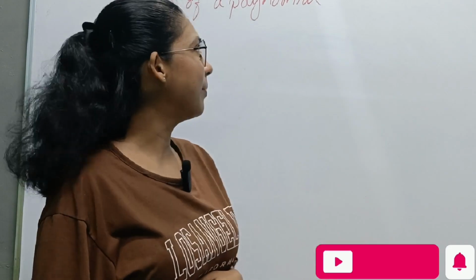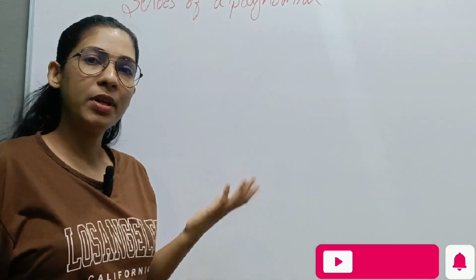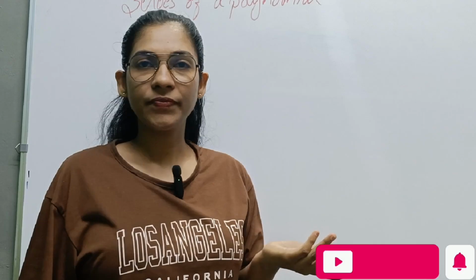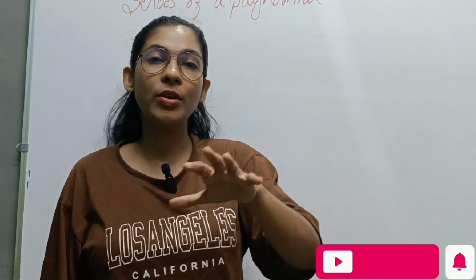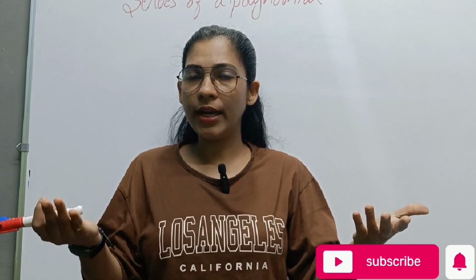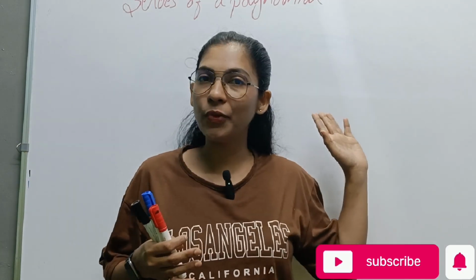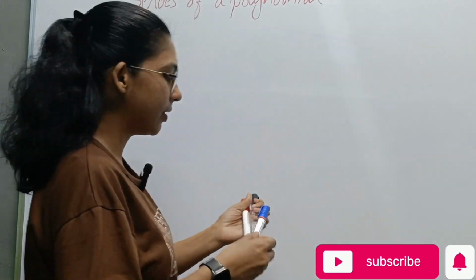Without wasting our time, the next topic is zeros of a polynomial. What do you mean by zeros of a polynomial? The value of the variable for which the polynomial becomes zero is said to be a zero of the polynomial. If we substitute a value for the variable and the polynomial becomes zero, then the value of that variable is said to be a zero of the polynomial. Let me show you how it works.